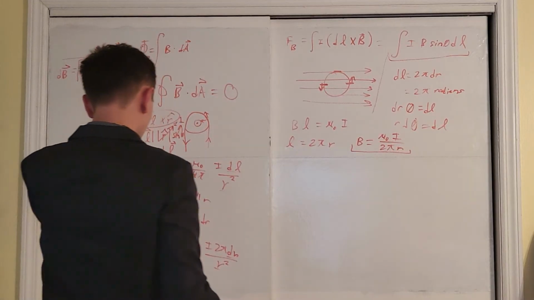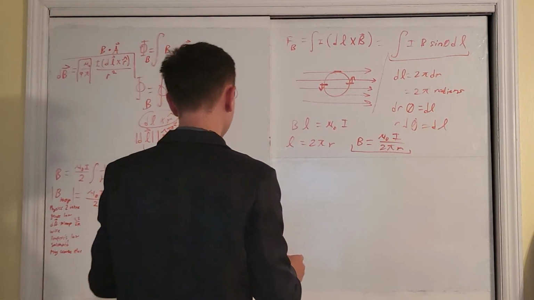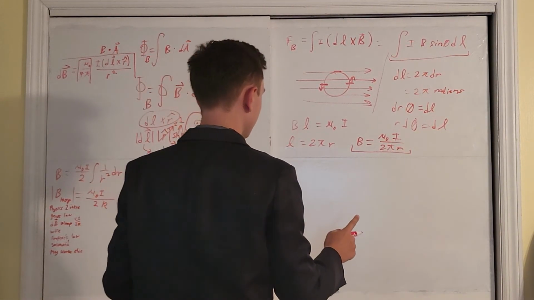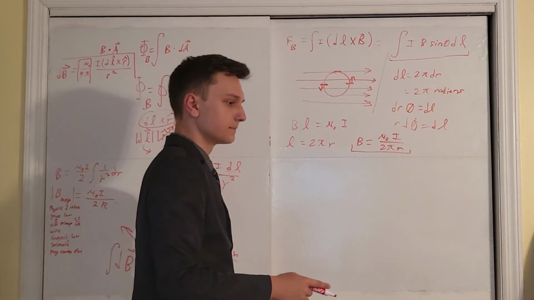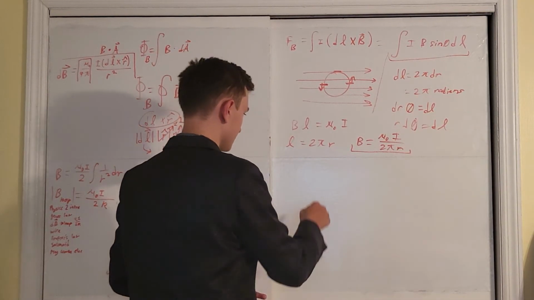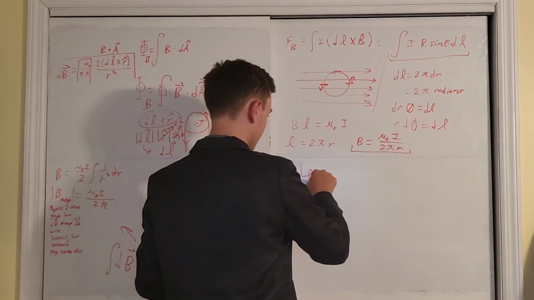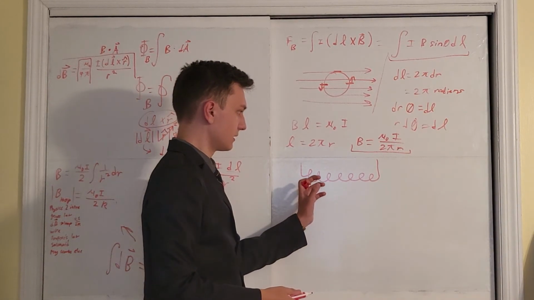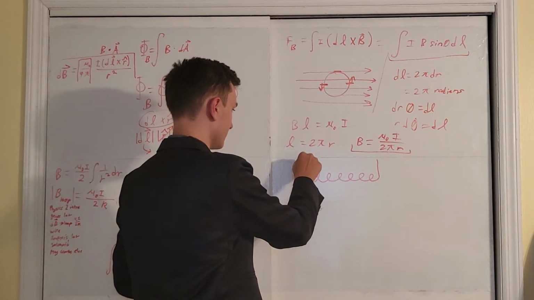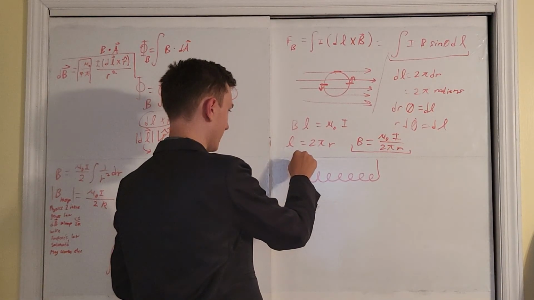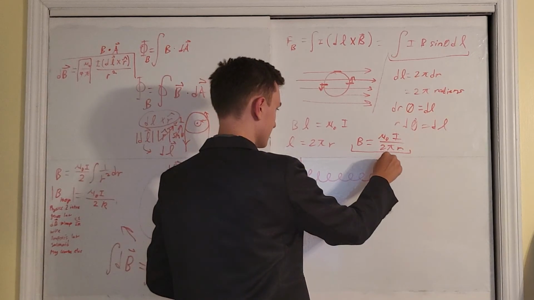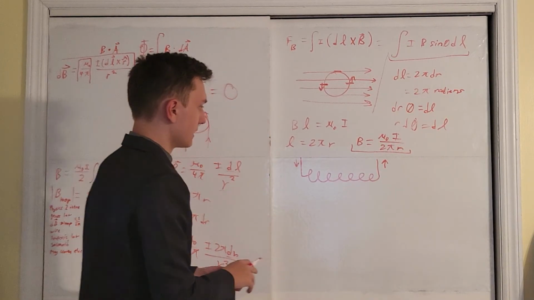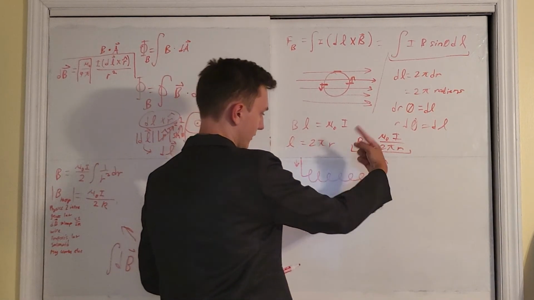Moving on from there, we can use Ampere's law to derive the magnetic field within a solenoid. If you don't know what a solenoid is, I'll draw one for you like this. A solenoid is an electrical component where this is a long piece of wire. We have current flowing in this direction, let's say.